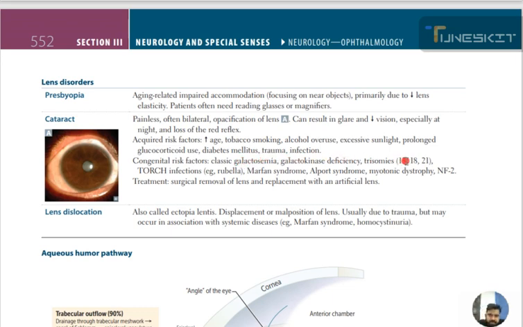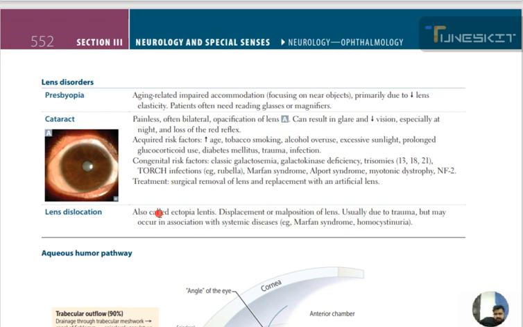Trisomies such as 13, 18, and 21, TORCH infections like rubella, Marfan syndrome, Alport syndrome, myotonic dystrophy, neurofibromatosis type 2. Its treatment includes surgical removal of the lens and replacement with an artificial lens.